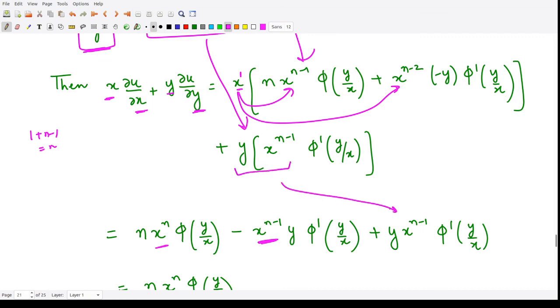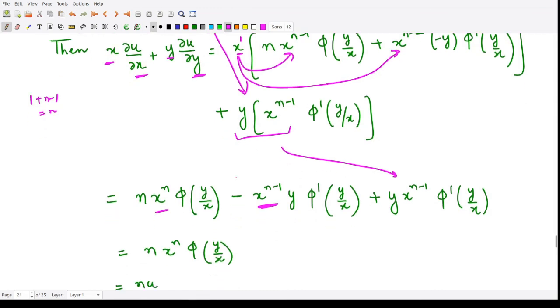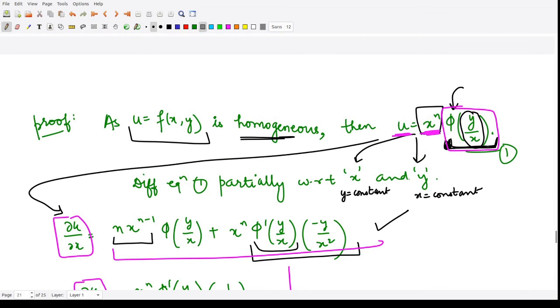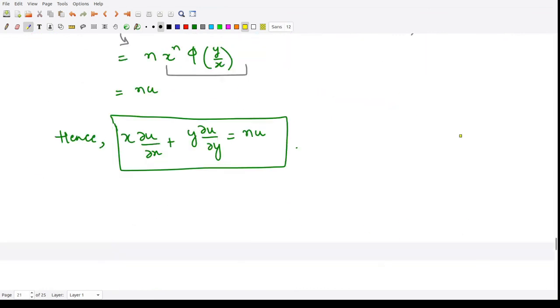We just simplify this, and you see this one cancels with this one, so we are only left with this first quantity. And what is this? In the very starting we assumed that our function u was homogeneous, so this was nothing but u. As this is u, we can write this to be n into u. So this is what we were required to prove here.